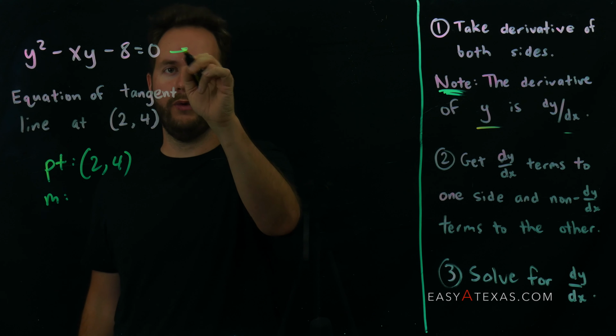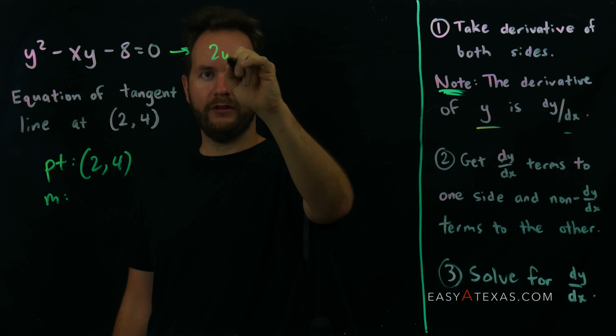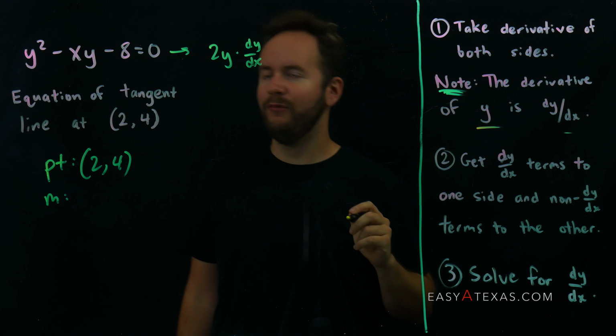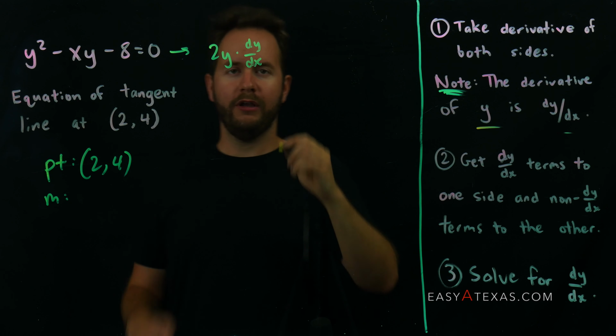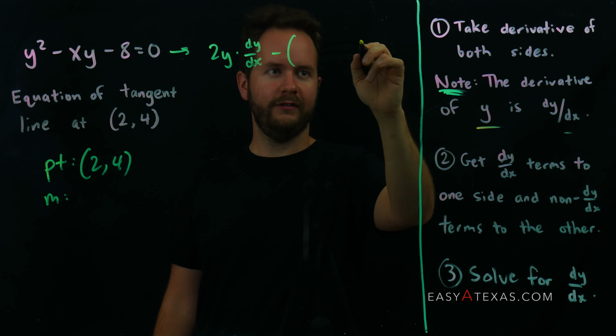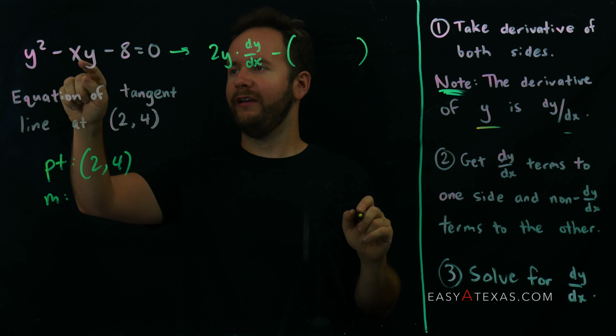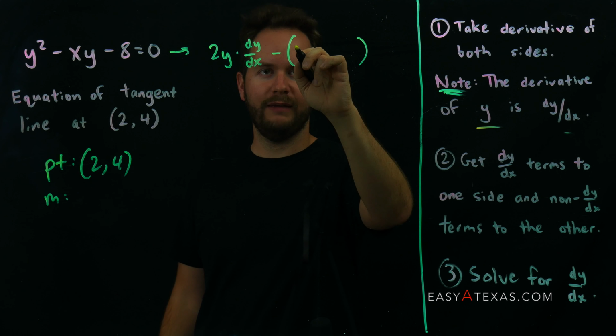So the derivative of y squared would normally be 2y, but because I took the derivative of y, I tack on a dy/dx. The derivative of x times y is going to require the product rule, so I'm going to do minus some parentheses. Let's say the derivative of x is 1, while leaving the y alone. That's going to give me 1 times y.